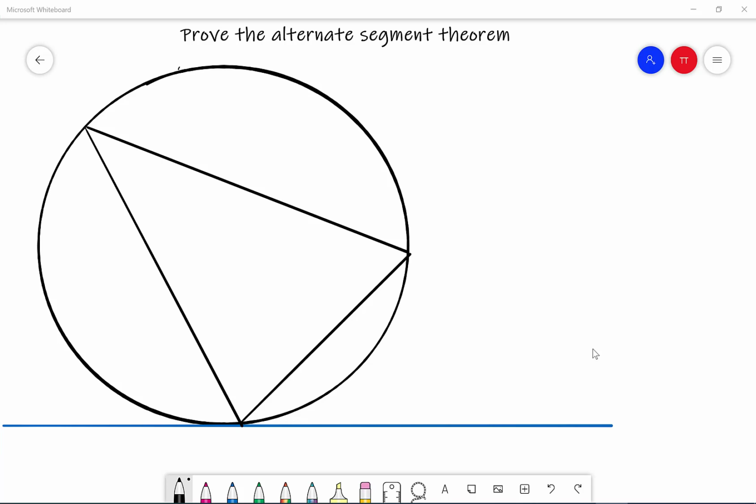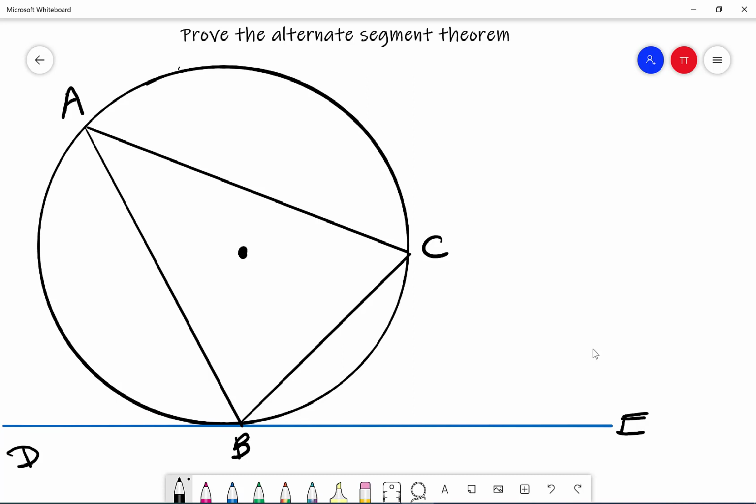In this video, we're going to prove the alternate segment theorem. So what we do in a question like this, we first label our triangle. So let's call this point A. We call this point B. Call this point C. Let's call this point D. And let's call this point E.